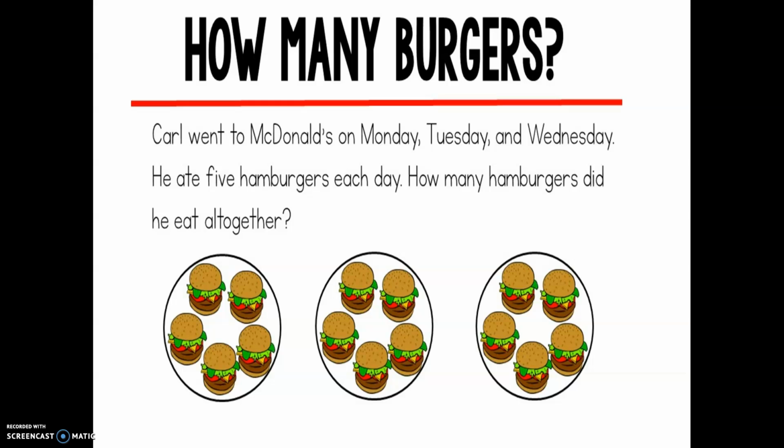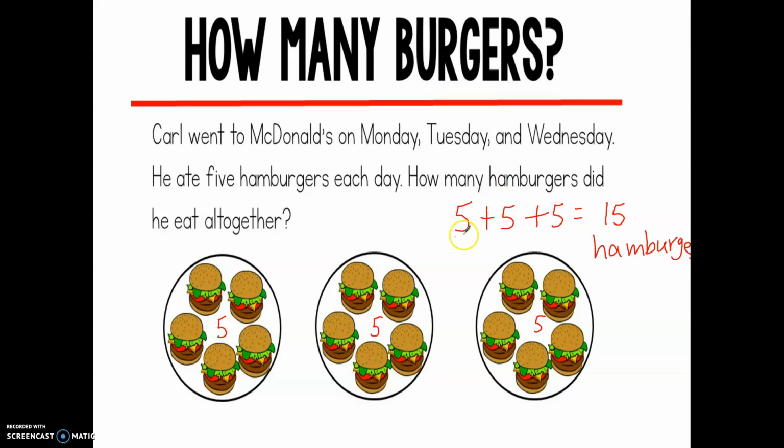Well, we know that he ate 5 hamburgers, and there are 5 here, 5 here, and 5 here. So what can we do? We could do repeated addition, because we know that 5 plus 5 plus 5 equals 15. So he ate 15 hamburgers.